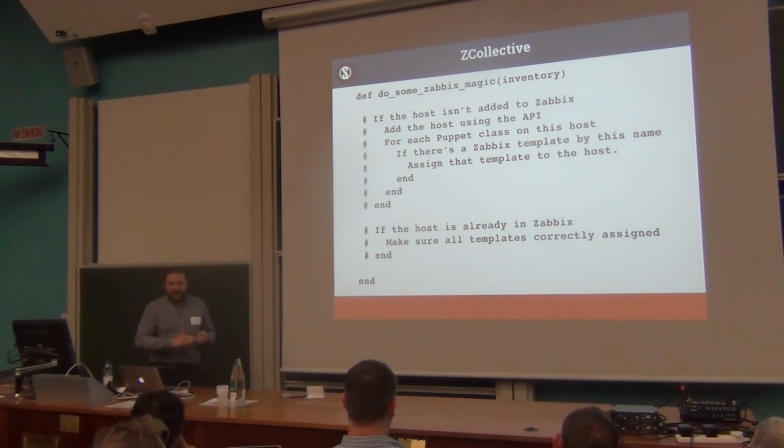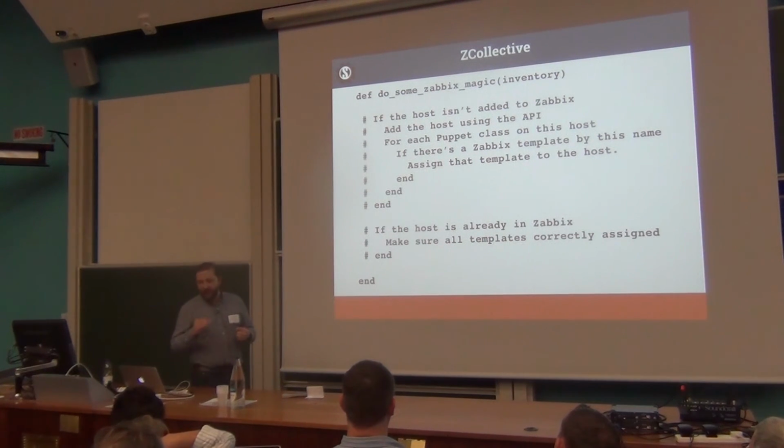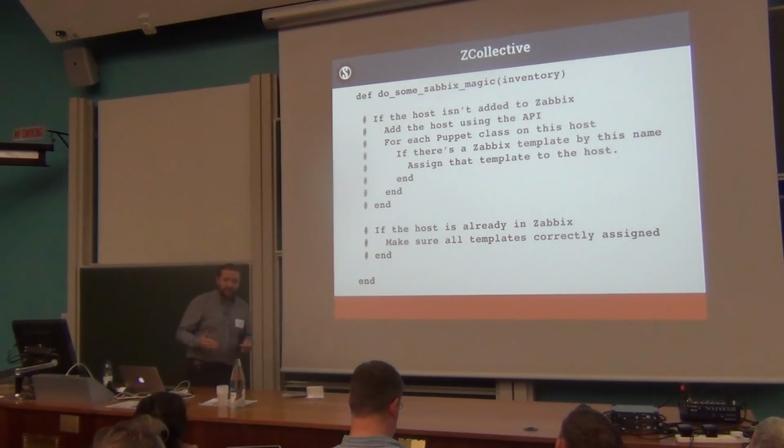And the bit that's missing there actually is if it finds a host in Zabbix that doesn't exist anymore, then it warns but stays quiet about it. And part of the reason for that is that in the Amazon EC2 world, you don't necessarily have all your servers there all the time.